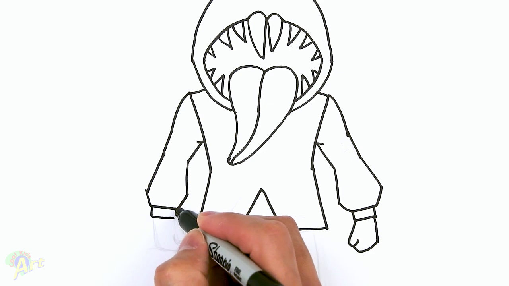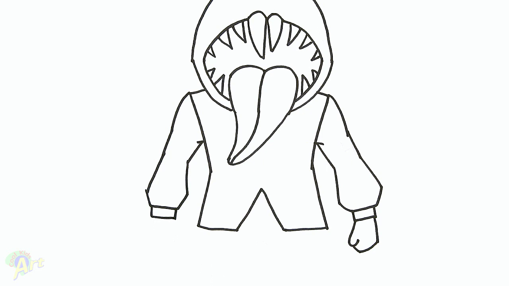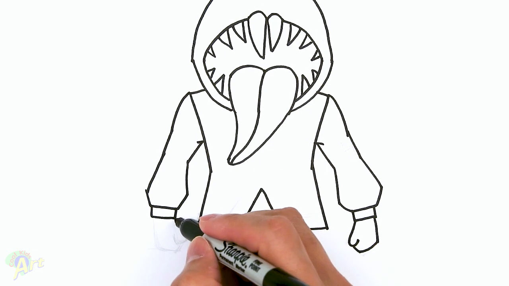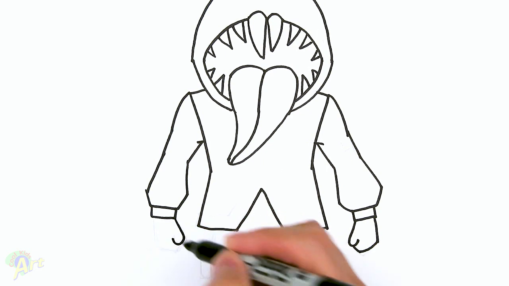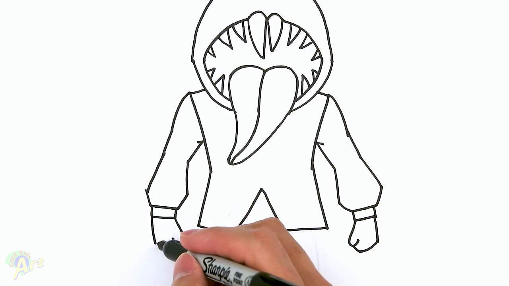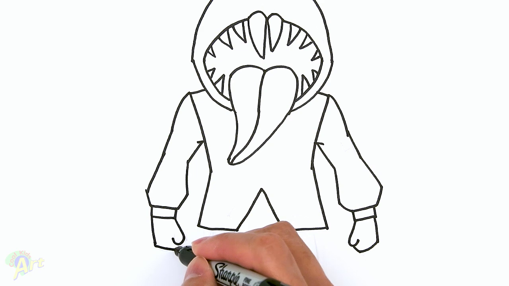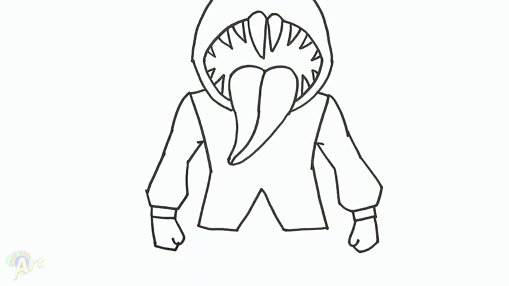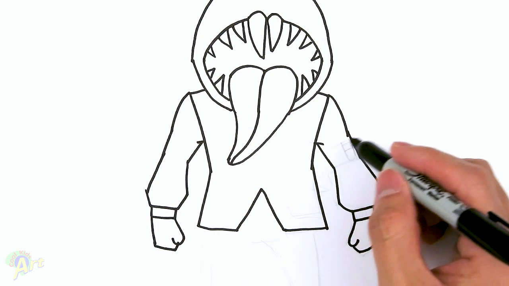One little rectangle. And then for his fist right here, same thing, just a little hook. Here's the back of the fist. And then same thing, one little angle, come down, tuck it right behind the thumb. Alright, and then let's just finish up the arm right here.